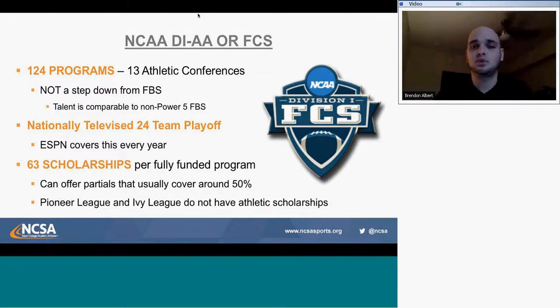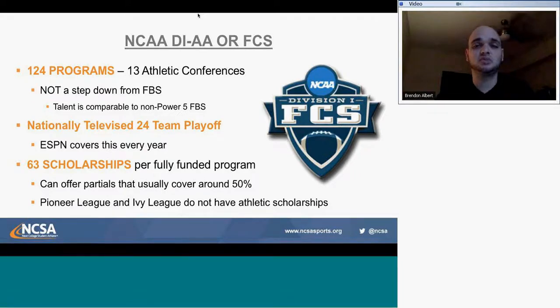Now, these Division I-AA schools, as I mentioned, have those 63 scholarships split based on playing time. Carson Wentz, the Philadelphia Eagles starting quarterback, is a great example. When he was at North Dakota State as a starting quarterback, he was getting a full athletic scholarship. But as a freshman, he was third string, so he wasn't getting as large of a scholarship. So understand that a scholarship is tied to playing time.